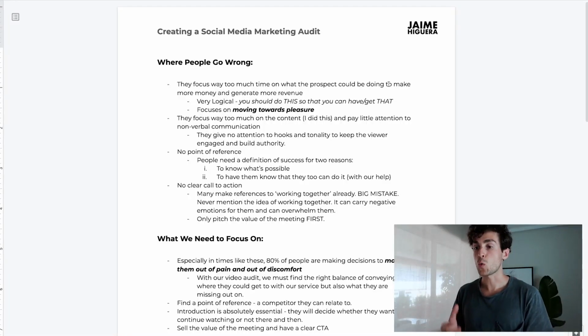And the final thing is only pitch the value of the meeting first. And that's the only thing you should be focusing on, just to get these people on a meeting and for them to see the insane value of the meeting and for you to convey just how much of a no-brainer it is for them to jump on a meeting with you. So that's really where people go wrong. Now, what do we actually need to focus on?